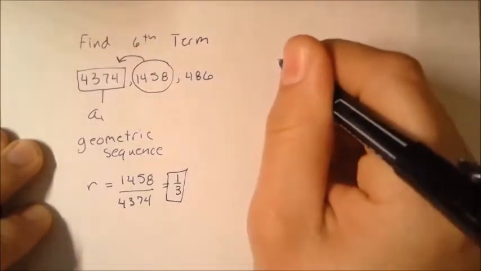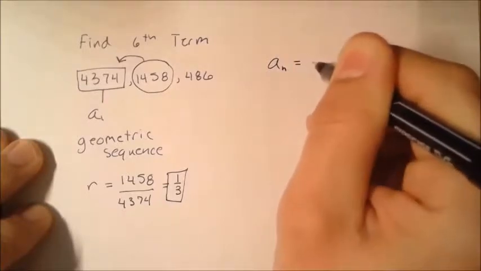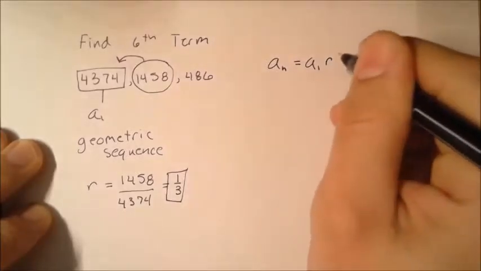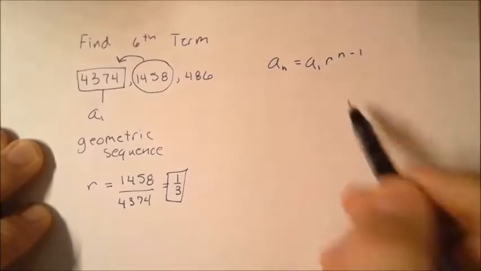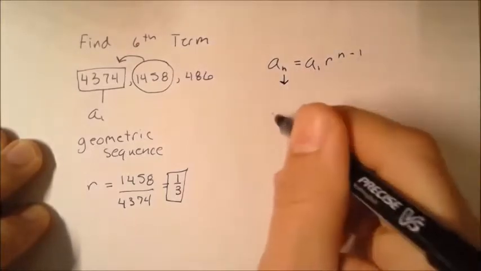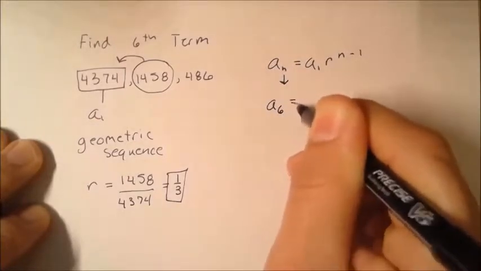So let's write it down. Our general formula is just going to be a sub n is equal to a sub 1 times r, which is the common ratio, to the power of n minus 1. So we're going to substitute our numbers in. First of all, we know we want to find the sixth term, so we have a sub 6. We're looking for the sixth term.